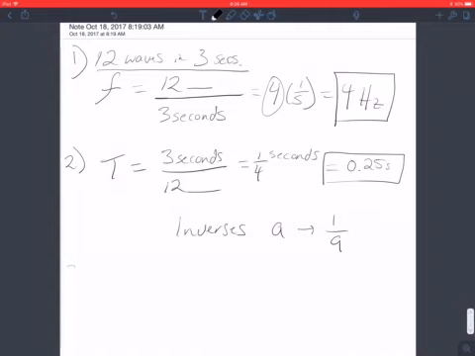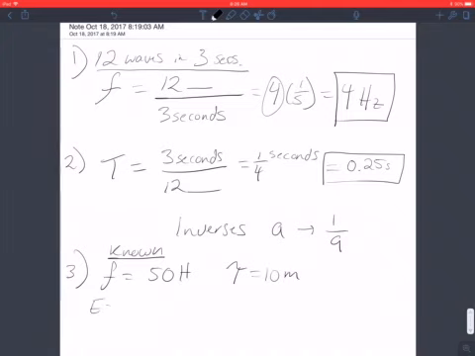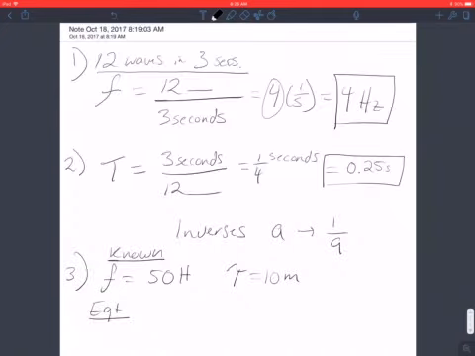Alright, so number 3. A wave has a frequency of 50 hertz. So this is what is known. I have a wave of 50 hertz and a wavelength of 10 meters. What is the speed of the wave? Our equation is going to be the speed equals the frequency times the wavelength, which for this case is, or let me do it on work.